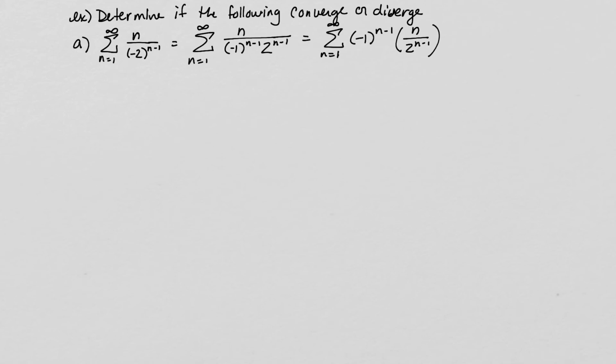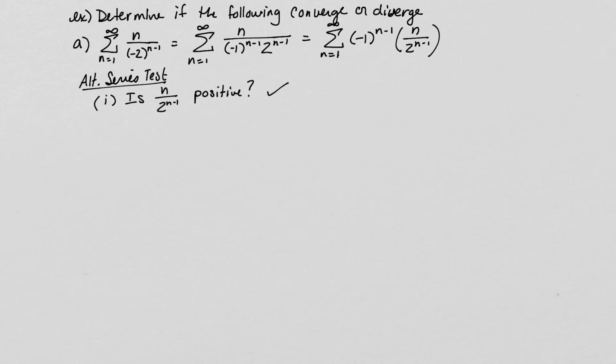Okay. So then we're going to check the pieces. So we're doing the alternating series test. The first thing I have to check is: is n over 2 to the n minus 1 positive? So what do we think? Is n over 2 to the n minus 1 going to be a positive number? Yeah. Yep.